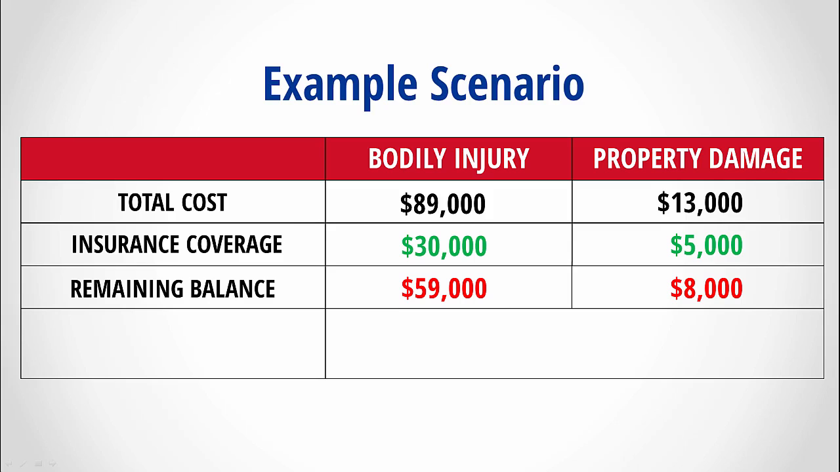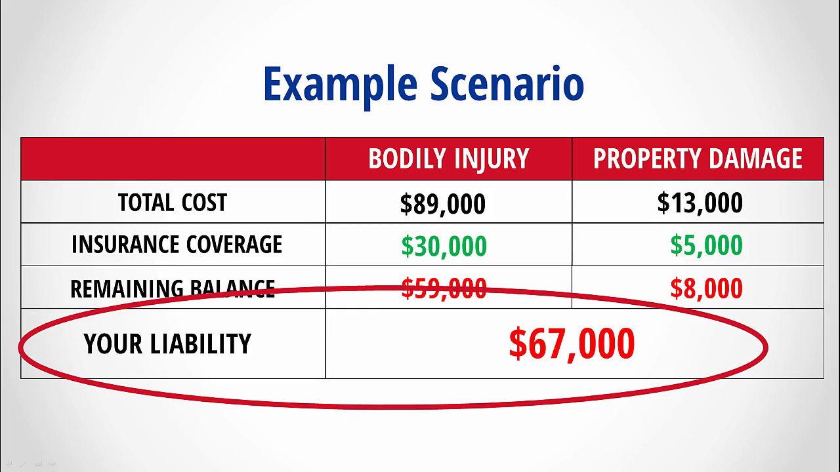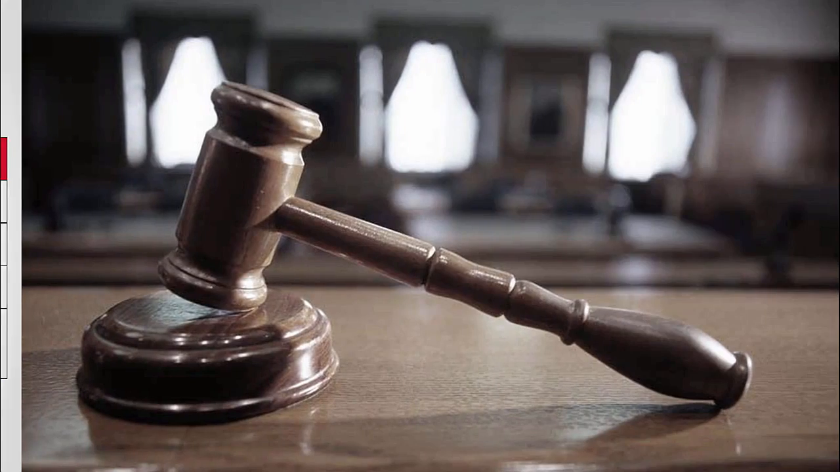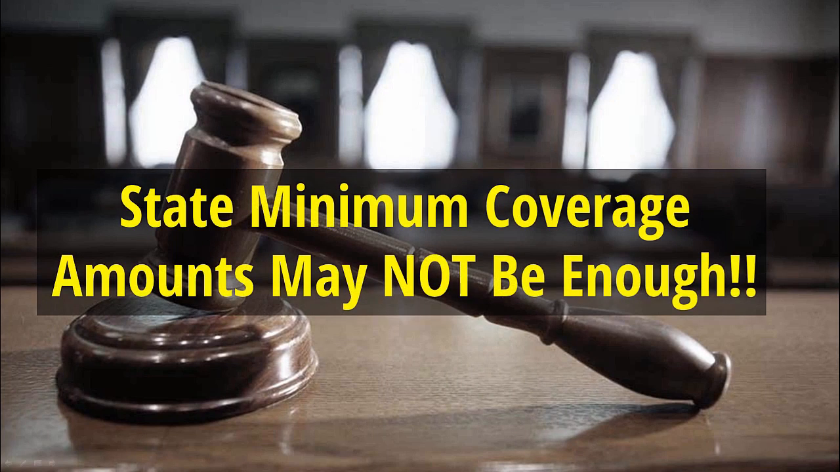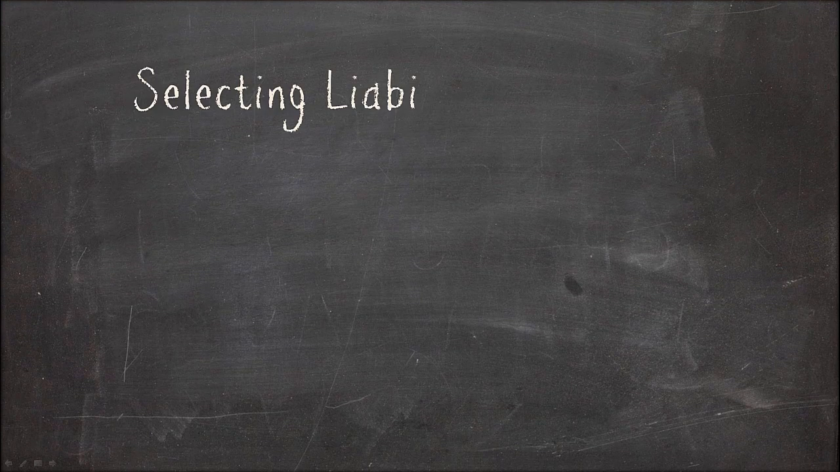Well, once your policy pays the maximum limits, you could be held personally responsible for the remaining amount. In this example, this would mean that you would be responsible for paying a total of $67,000 out of your own pocket. So this is why it is so important that you consider carrying more than the state minimum coverage amounts. After all, it's not difficult to see how a simple fender bender like this could end up costing you tens of thousands of dollars if you maintain the minimum coverage levels.